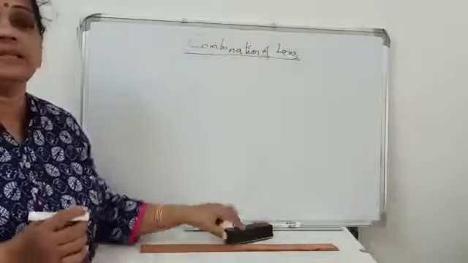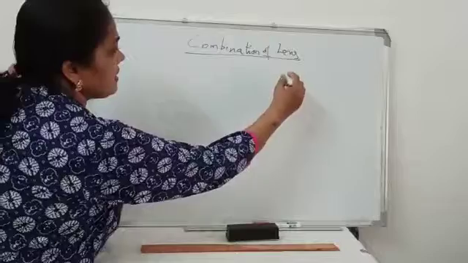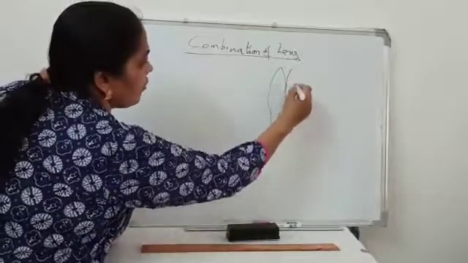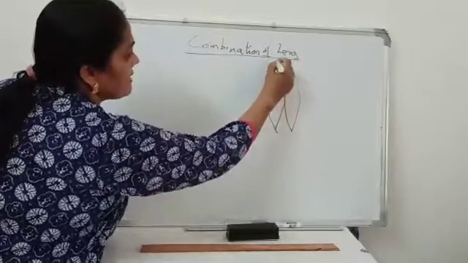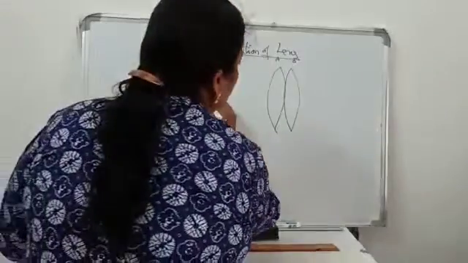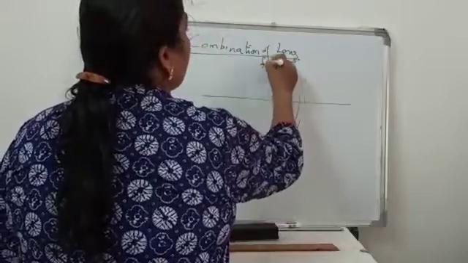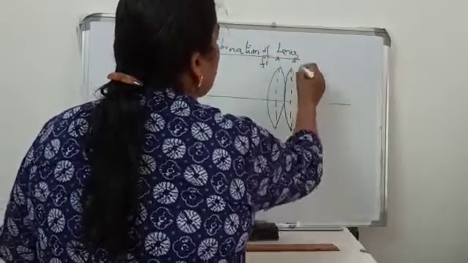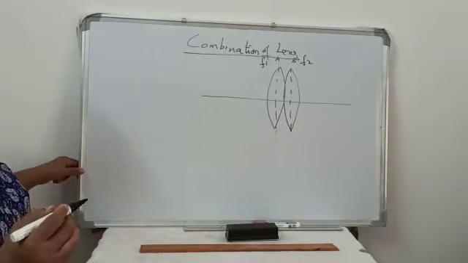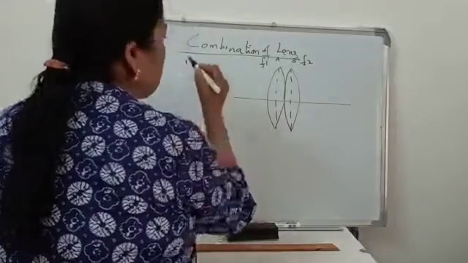Now let us see the lens combination. Let us consider two thin convex lenses. Let us name them A and B. Let the focal length of the first lens be f1 and the focal length of the second lens be f2. Here we have used two thin convex lenses. Let us place the object on the principal axis.